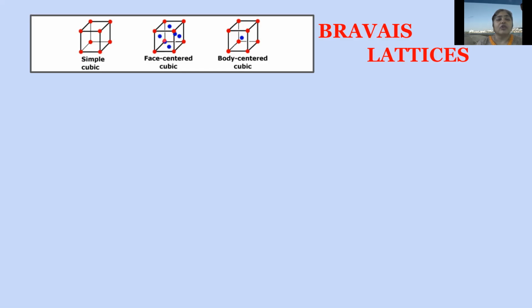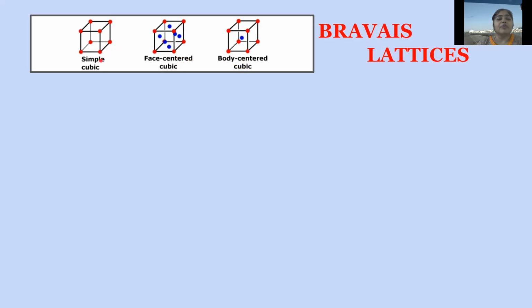On the top, at the bottom, then on the right side, on the left side, on the front face as well as at the back face. So in all, 6 dots you can see here. If the particles are present in addition to the corners, also on the faces, then it is said to be a face-centered cubic unit cell. And if you have the constituent particle present at the corners and along with that a single particle present exactly in the center of that cube, then it is said to be a body-centered cubic unit cell. So this gives rise to 3 types of cubic unit cells.